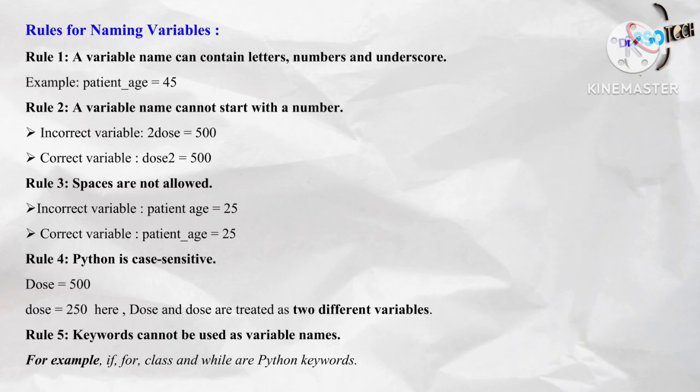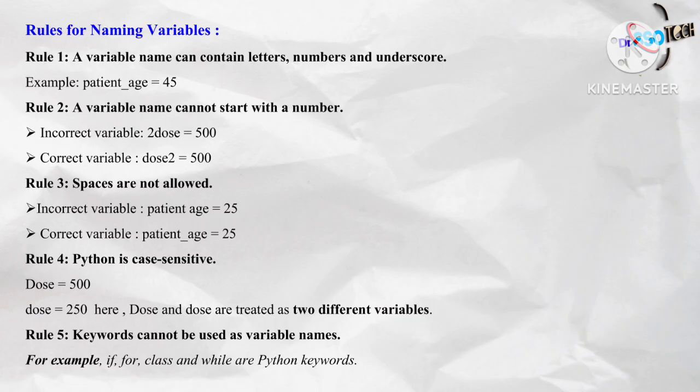Example, patient_age equals 45. Rule 2. A variable name cannot start with a number. 2dose equals 500 is an incorrect variable. dose2 equals 500 is a correct variable. Rule 3, spaces are not allowed. patient age equals 25 is an incorrect variable. patient_age equals 25 is a correct variable.